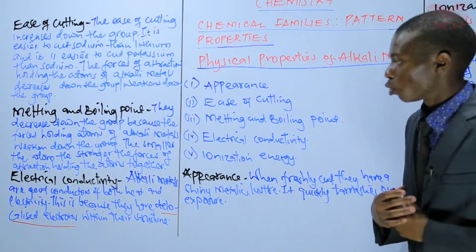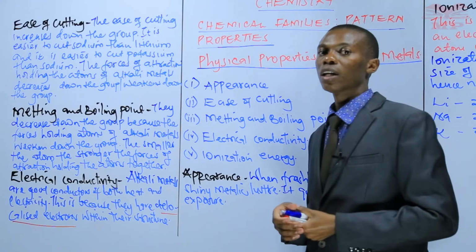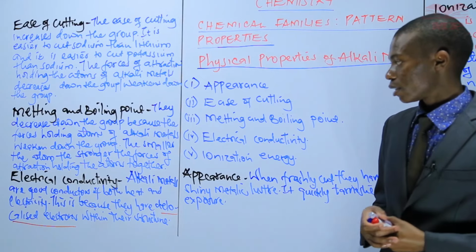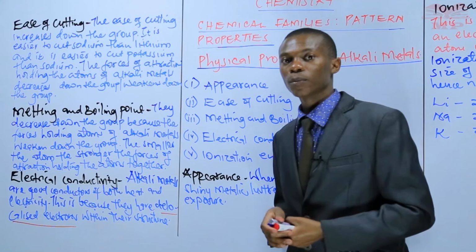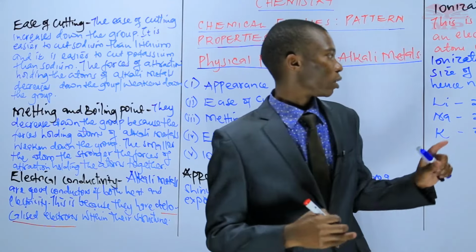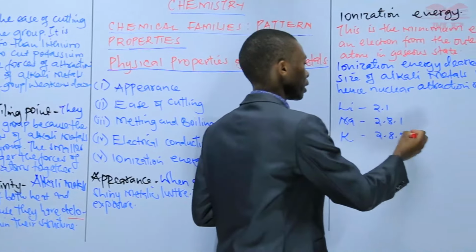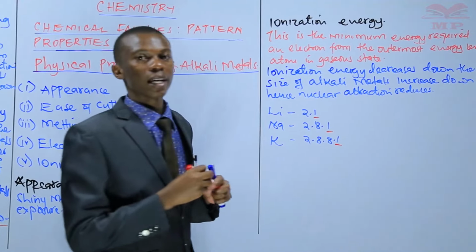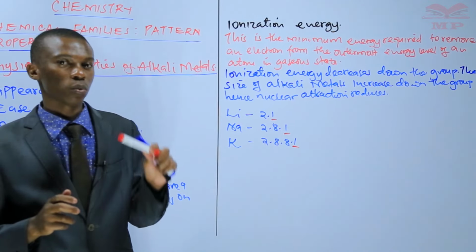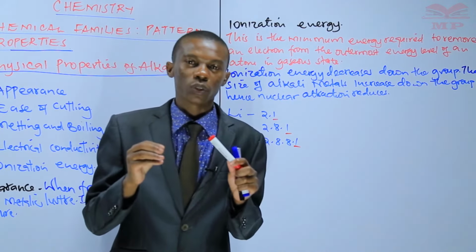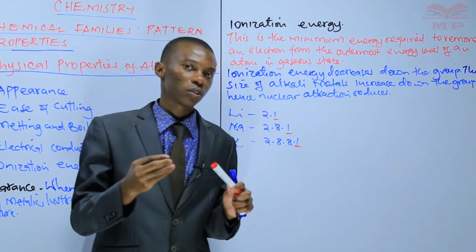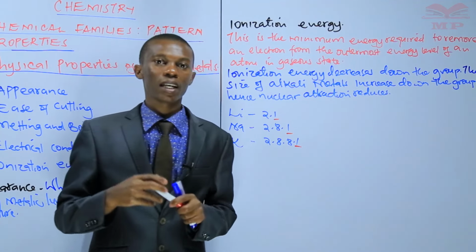The next is electrical conductivity, and you've said that all alkali metals are good conductors of electricity, and the particles enabling them to conduct electricity are called delocalized electrons. And the delocalized electrons are the outermost electrons. They have one electron in the outermost energy level, all of them. So that one outermost electron moves throughout the structure of these metals, and therefore these are the ones which conduct electricity.